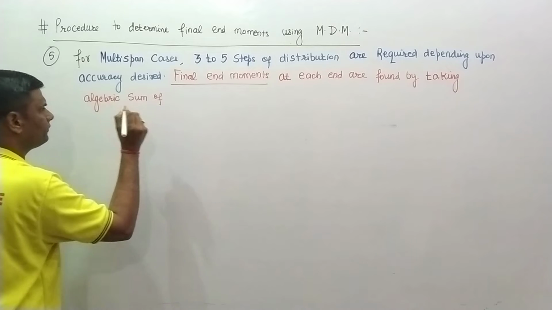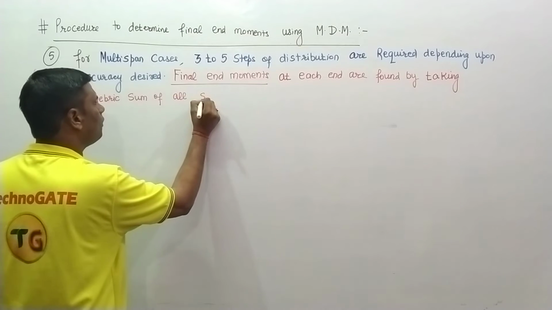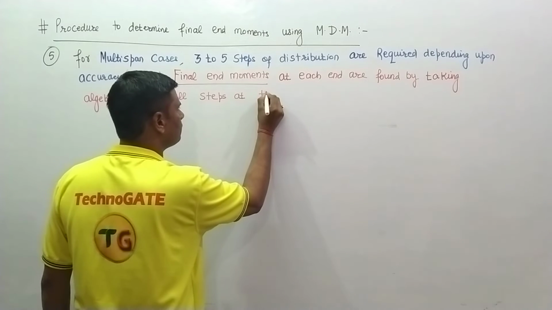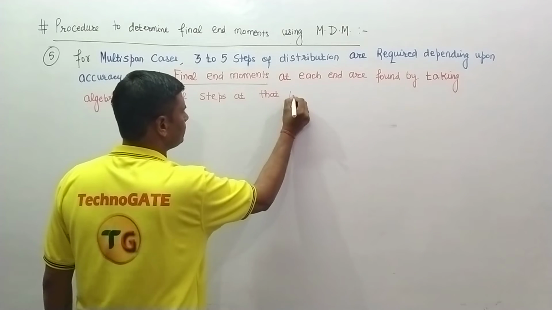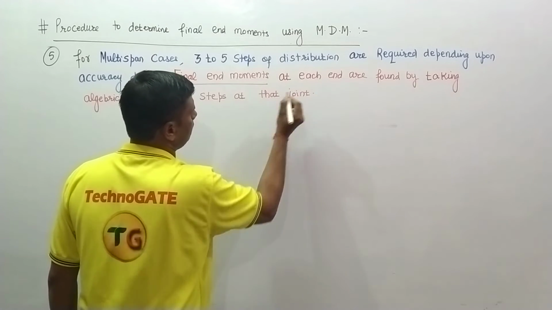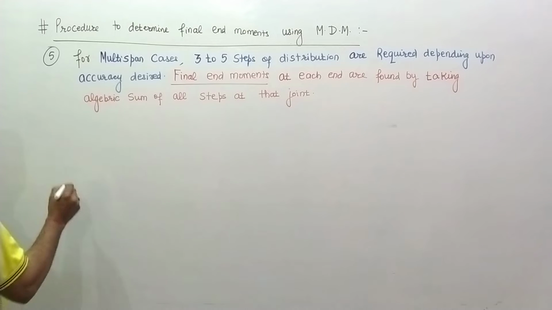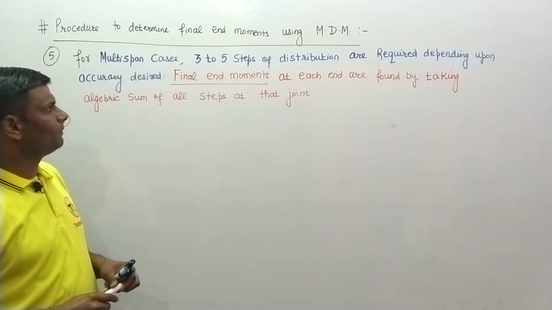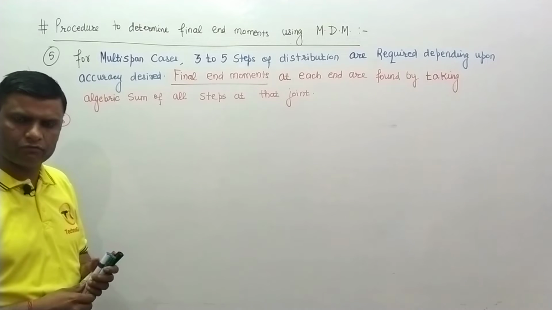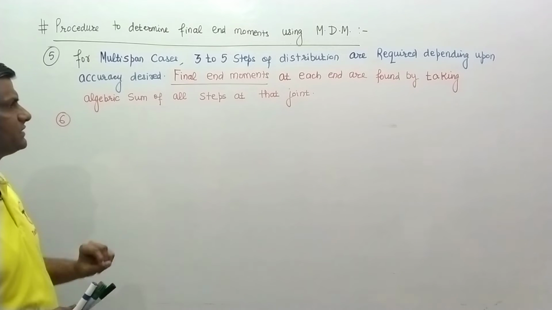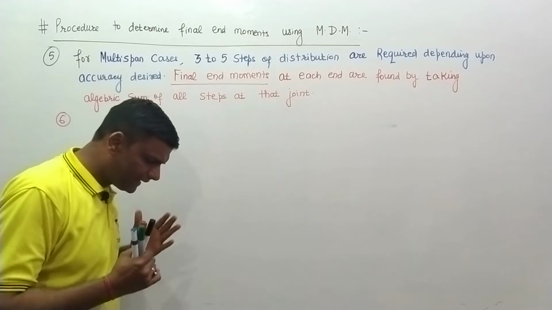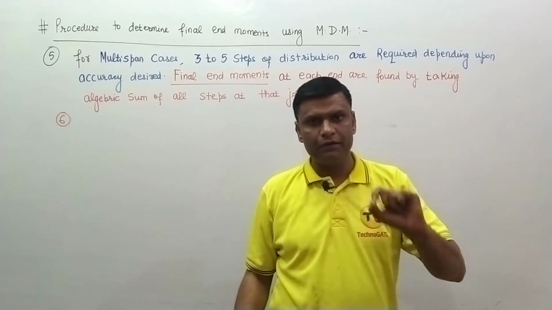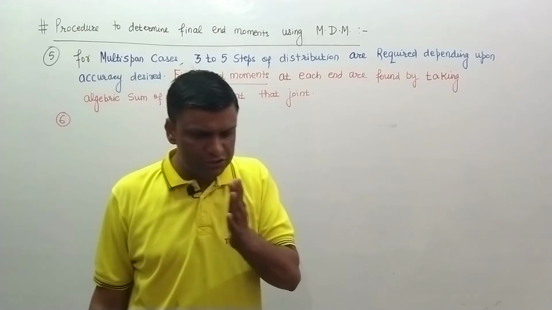Taking the algebraic sum of all the steps at that joint. For multi-span cases, 3 to 5 steps are required depending upon the accuracy desired, and the final end moments will be equal to the algebraic sum of all the steps at a particular joint, at every joint of a structure.